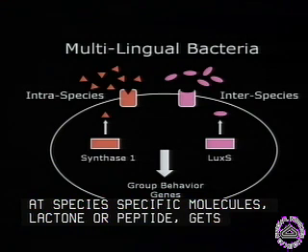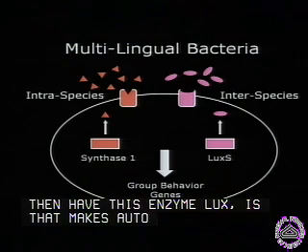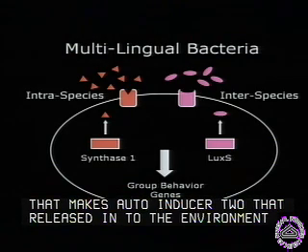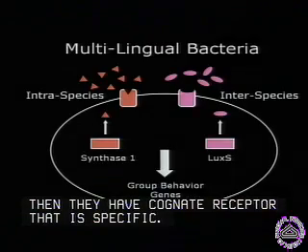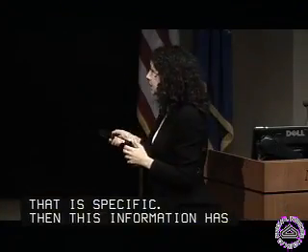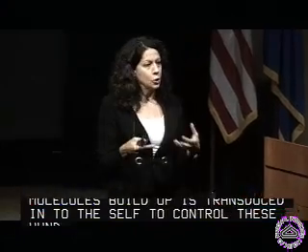And then they also have this enzyme LuxS that makes autoinducer 2 that's also released into the environment, and then they have a cognate receptor that is specific for that molecule. And then this information, as these molecules build up, gets transduced into the cells to control these hundreds of genes that underpin group behaviors.